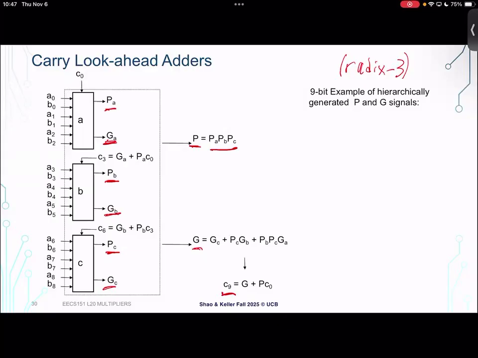So we no longer have a ripple, right? We no longer have a recursive property or a need to look bit by bit at how the carry flows through each bit of the design. Rather, we pre-compute these group signals and then use that to determine in large chunks how the carry moves through from the early bits, the LSBs, to the later bits, the MSBs.